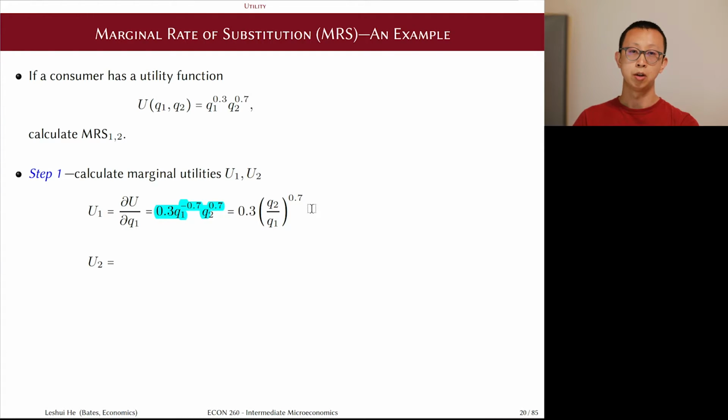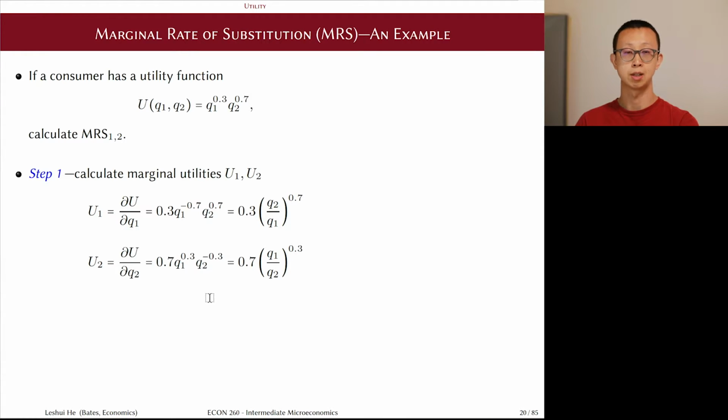The calculation of marginal utility of good 2 is very similar. Can you try that on your own? Well, when we take the derivative with respect to Q2, we will treat any function of Q1 as a constant. So for similar reasons, we're going to take out Q1 to the power of 0.3 as a coefficient, and then take the derivative of Q2 to the power of 0.7 with respect to Q2.